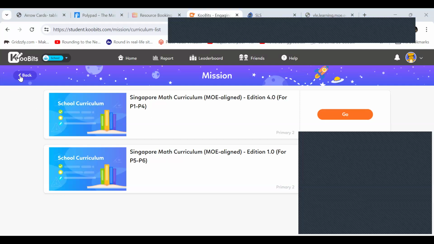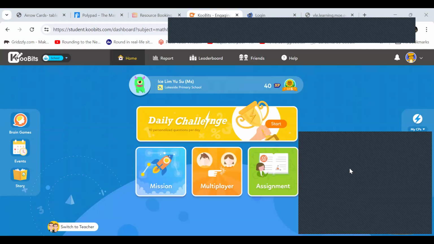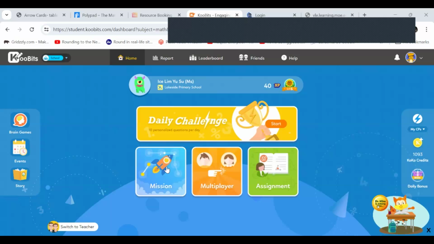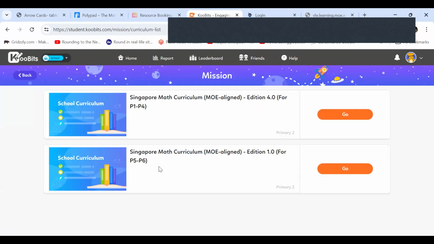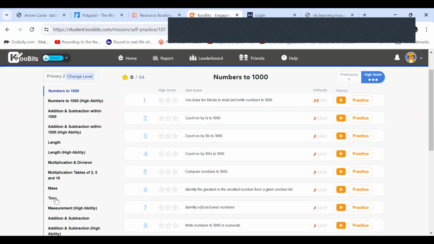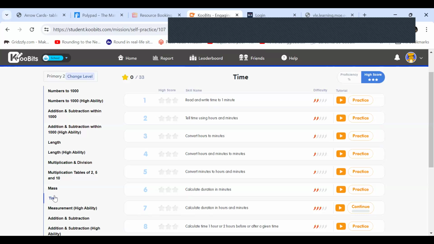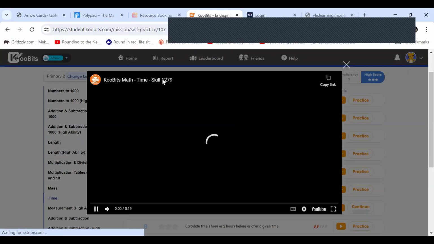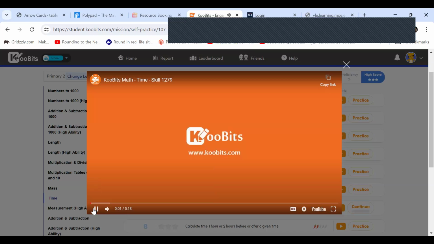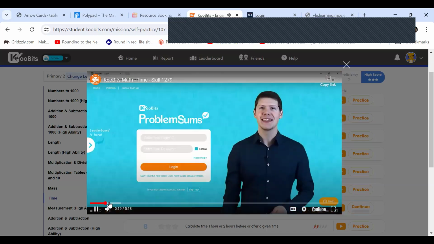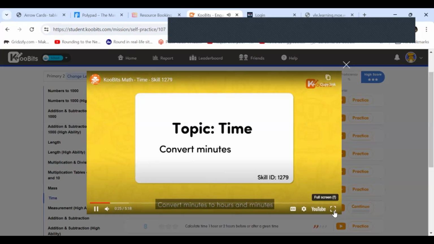So I show you one more time, okay? This is the home page for Qubits. Click on missions. After you click on missions, look for your P2 level, click go. And I'm looking for time. Time is here on the left. And I can press converting minutes to hours and minutes. For example, let me play the video here. So I selected this video that is on Qubits. That is how I found the video. If you are not sure how, you can go back home and watch my YouTube channel.